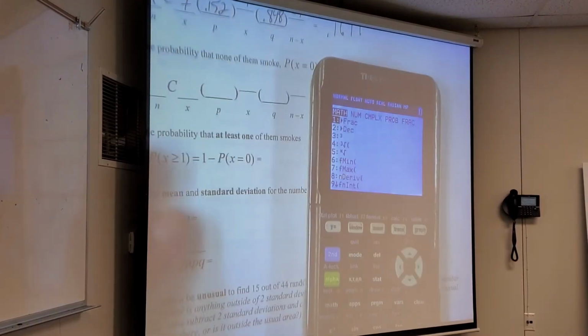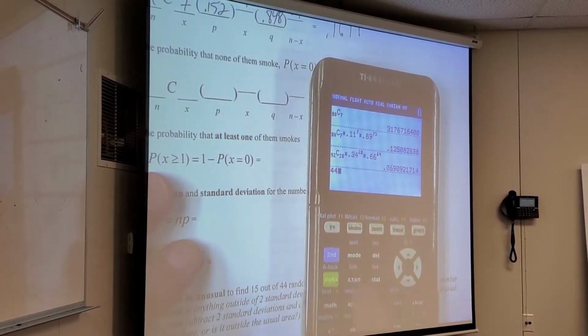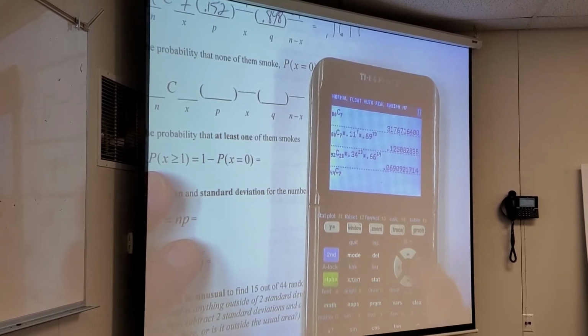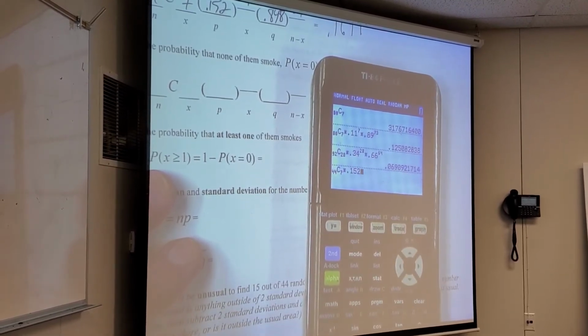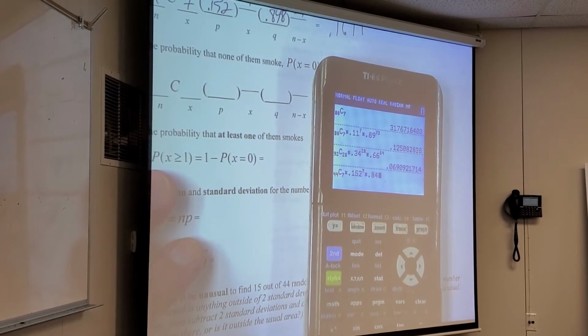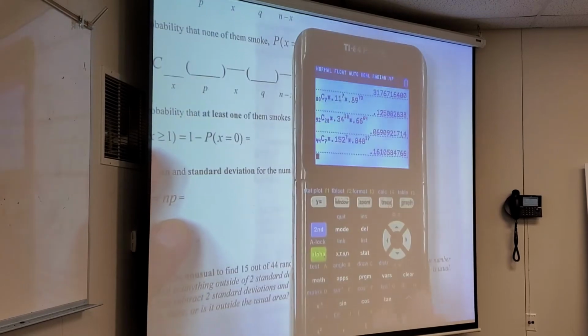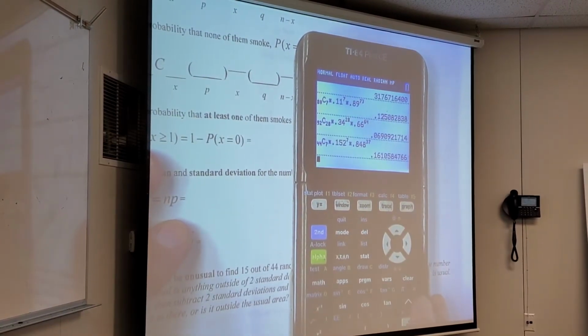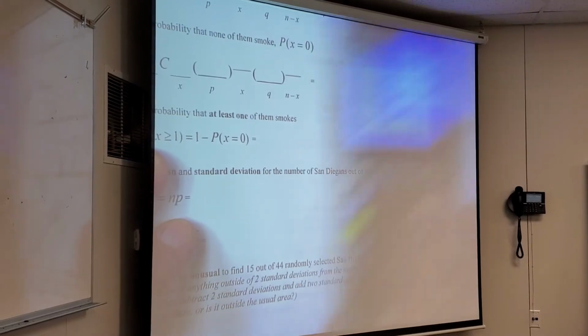I like it. So let's see. 44 choose 7, choose 7, choose 37. 1611. Yeah. Is that cool? Okay.